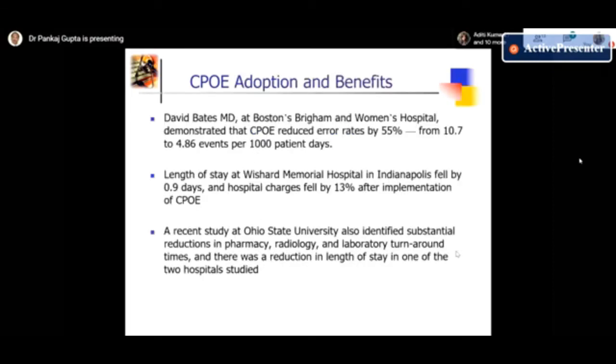Adoption benefits. David Bates did a study in Boston Hospital. He said that you are able to reduce the length of stay, and you're able to reduce the total cost. You're able to reduce the litigation cost, and so on and so forth. So a lot of these things came out of Dr. Bates' studies.